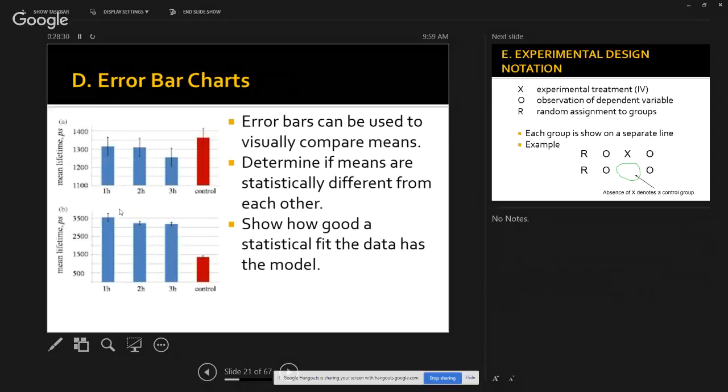We can visually compare the means. We can determine if they're statistically significant. And I can also see how good a fit it is to the model. For example, you'll see there's a small variation. These ones have larger. You can see the intervals on these.